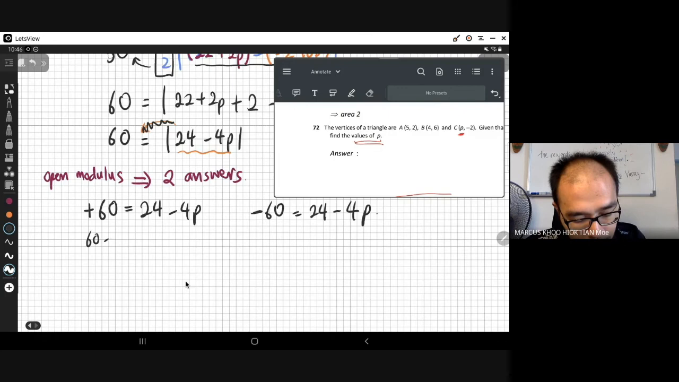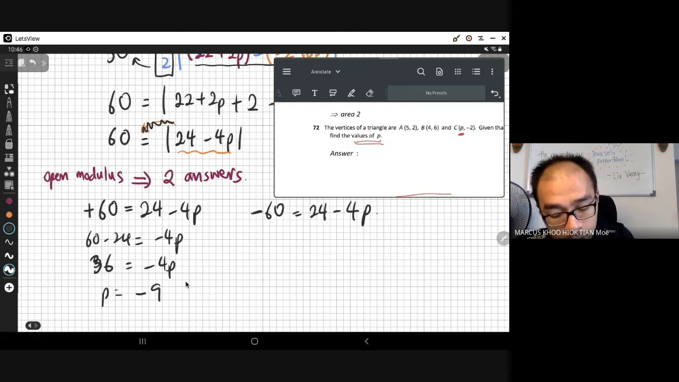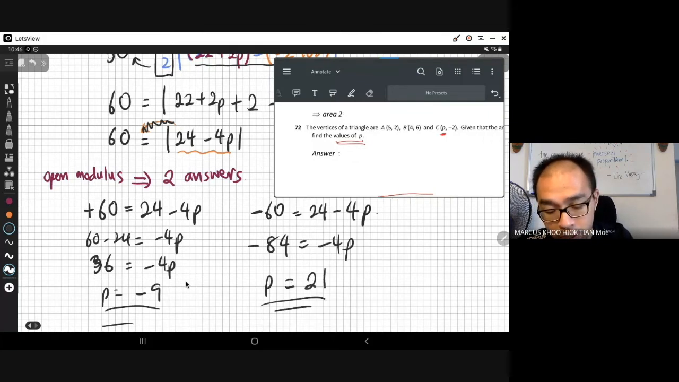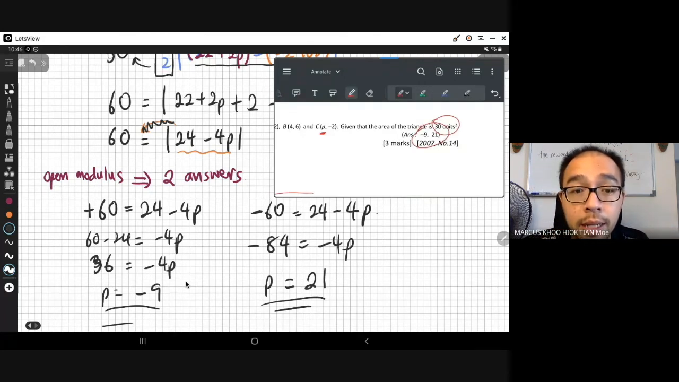So 60 minus 24 equals to negative 4P. This one will give you 36 equals to negative 4P, so P equals to negative 9. The other one will give you negative 84 equals to negative 4P, so P equals to 21. Okay, two answers altogether. That's why you see in the answers there are two answers, negative 9 and 21.